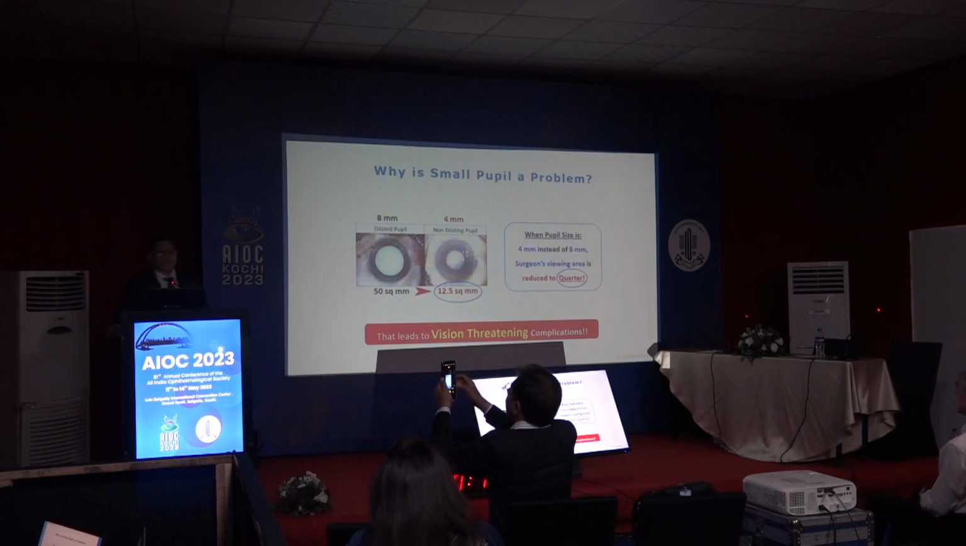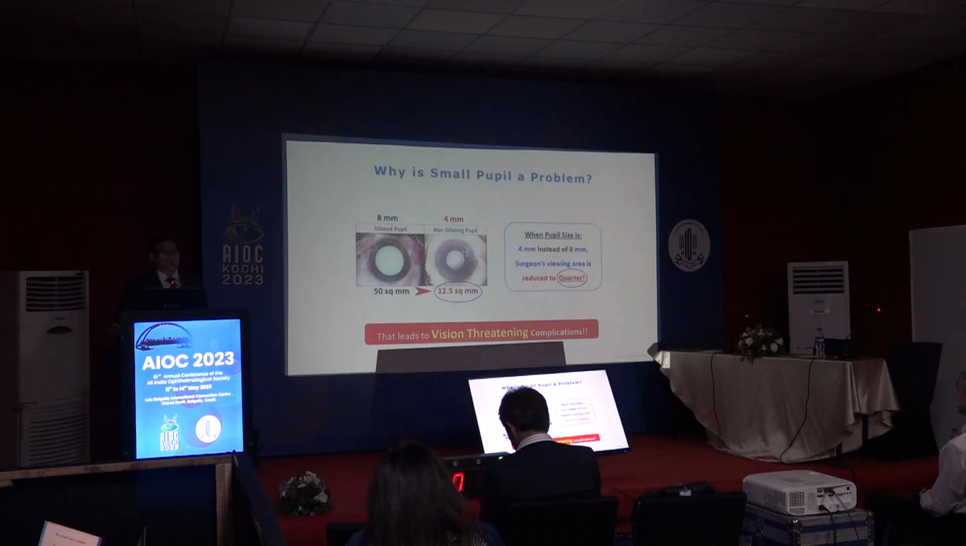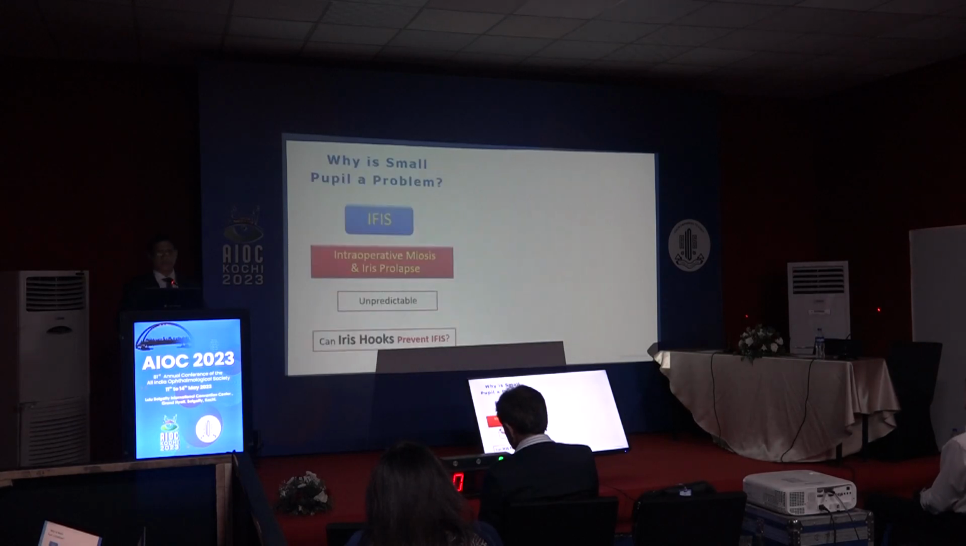So why is small pupil such a big problem? The simple reason is if your pupil size drops down by half, your viewing area drops down to a quarter. So you have a huge limitation and that could lead to disastrous complications.